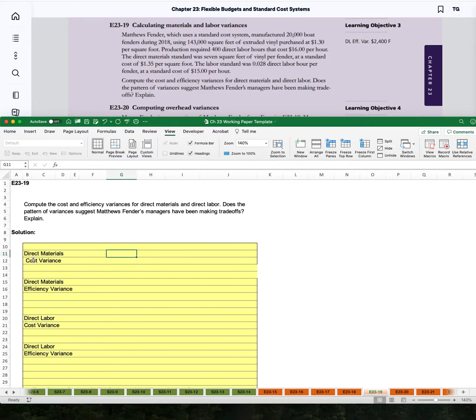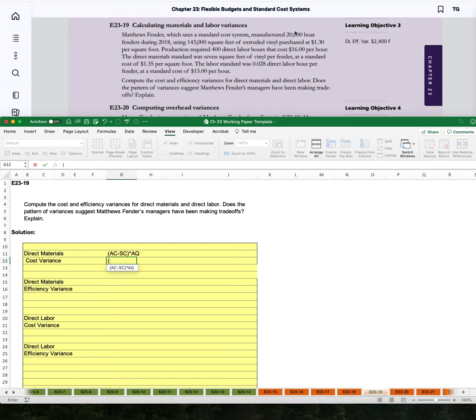So we'll get started with the direct materials cost variance. And just as a reminder, the calculation is going to be the actual cost minus the standard cost times our actual quantity. And so I'm going to type it out here, and then next to it I'll actually do the Excel calculation, but that way we can see it typed out first.